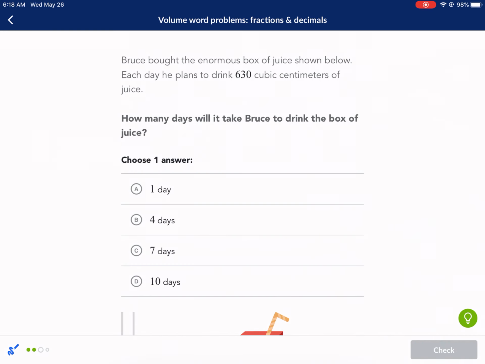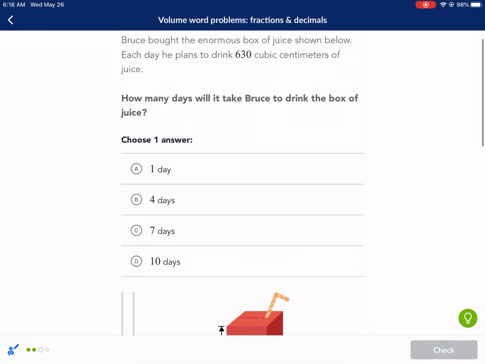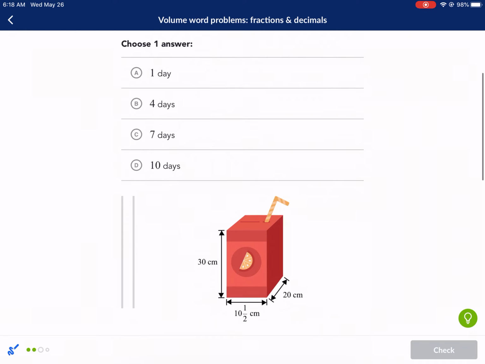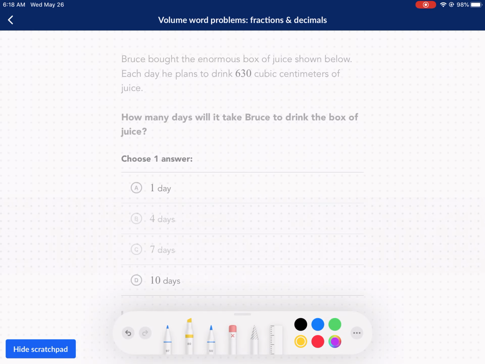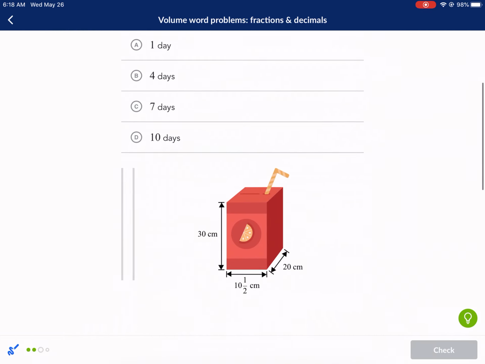Okay, there we go. Bruce bought the enormous box of juice. Are you kidding me? That's the best they can come up with. All right, so this is like the first one. So this guy's going to drink that much juice per day, and we want to know how long it takes him.